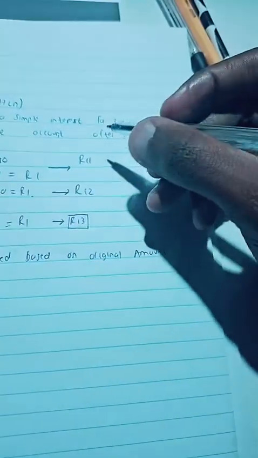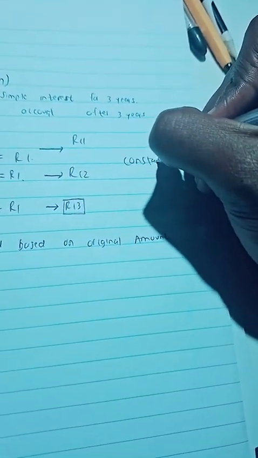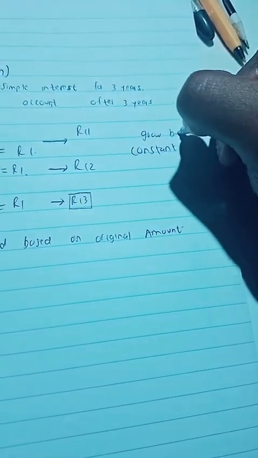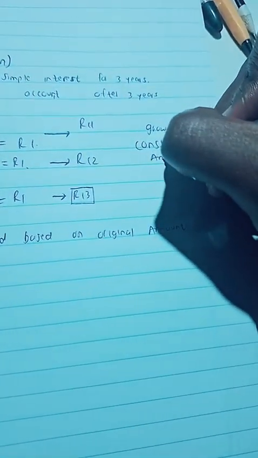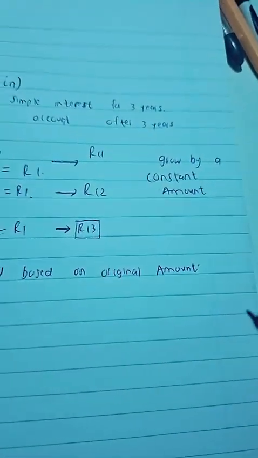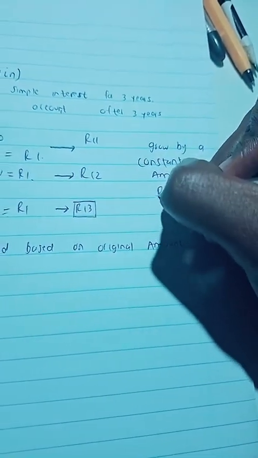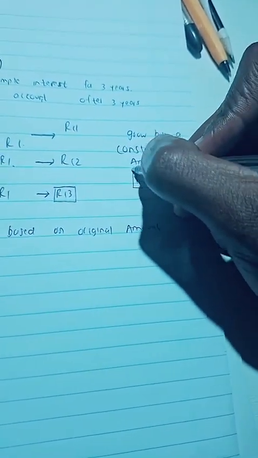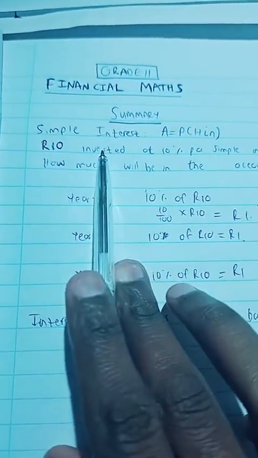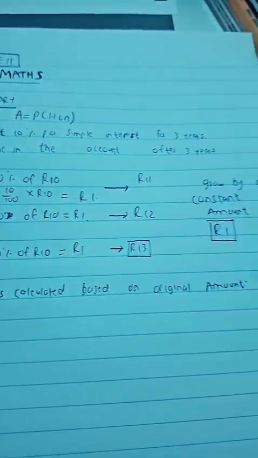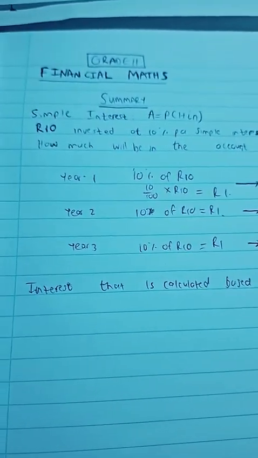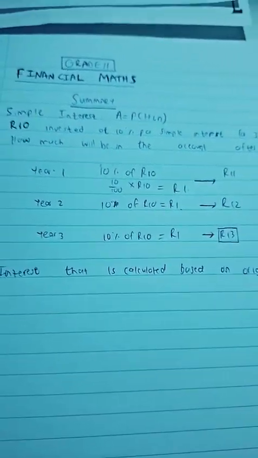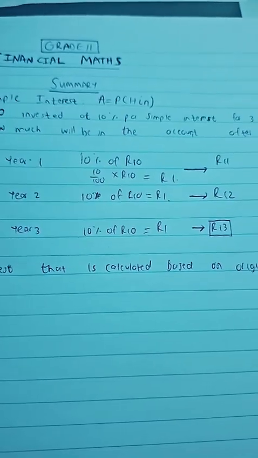And so year after year, the account grows. It grows by a constant amount, which in this situation is 1 Rand every year. So there's a constant amount that this account grows by, and it's a Rand every year. So we need to have this conceptual understanding of simple interest, because when we do, then the calculations make sense and we understand what is actually happening.